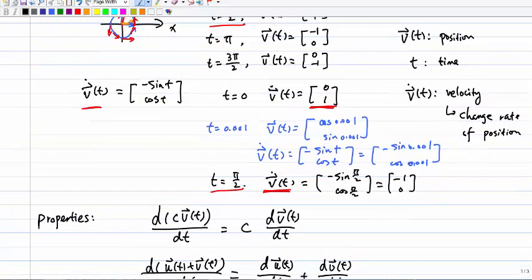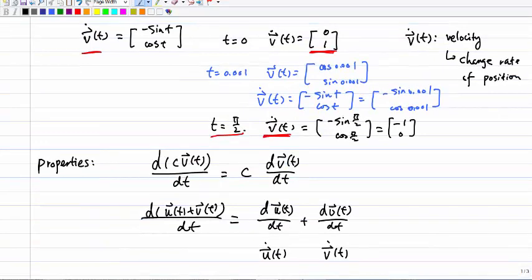Now some properties of vector derivatives. I want to mention two important properties. The first one is that you can scale your vector up or down by a constant, where c is a constant.